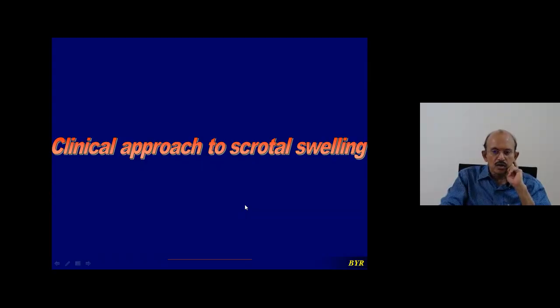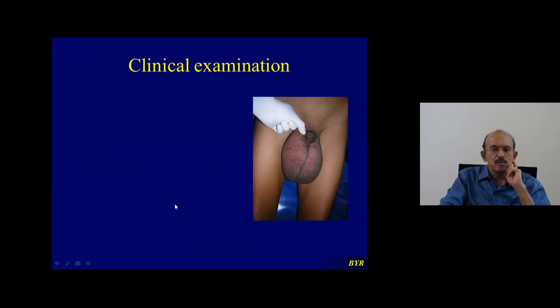Clinical approach to scrotal swelling. First of all, you should check whether it is a scrotal swelling or not. How do you check when a patient comes with a swelling in the scrotum? It may be an inguinal scrotal swelling or a scrotal swelling. To know that, you do the test of getting above the swelling.